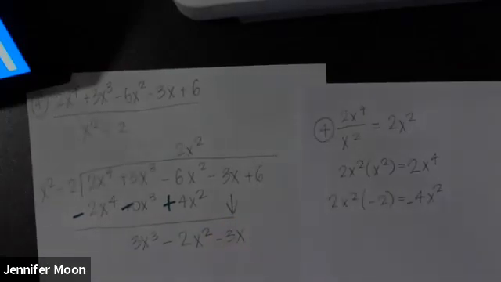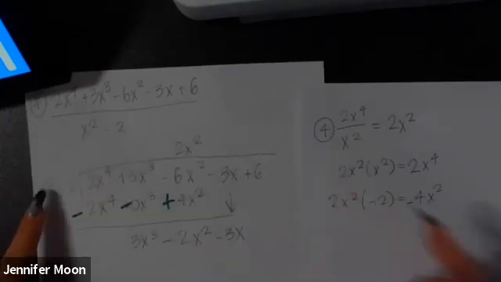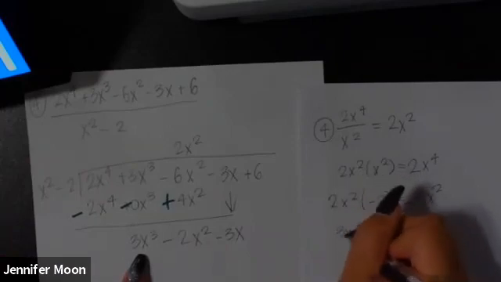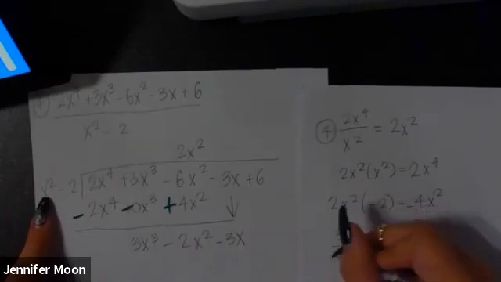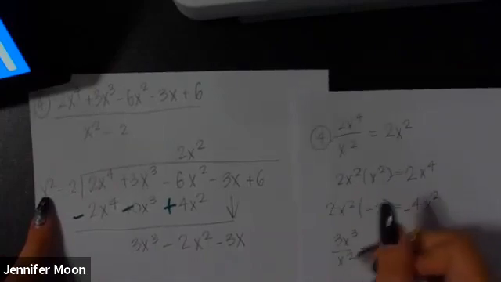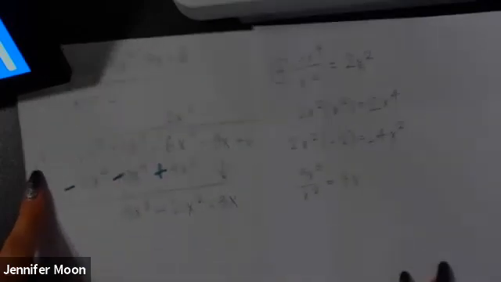And then now let's do the work for this, which is going to be this divided by this. Answer goes here, and then multiply. So 3x cubed divided by x squared. 3 divided by 1 is 3. x cubed divided by x squared is keep and subtract. I get 3x.